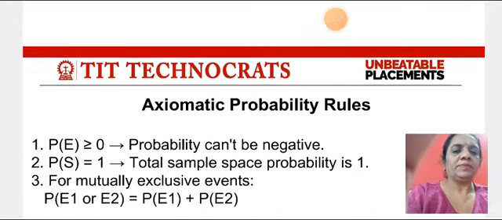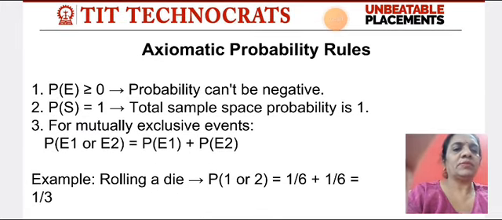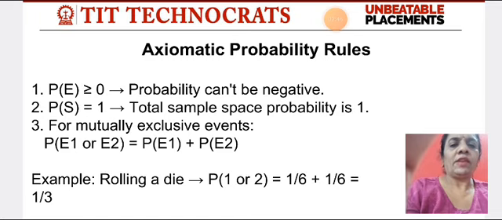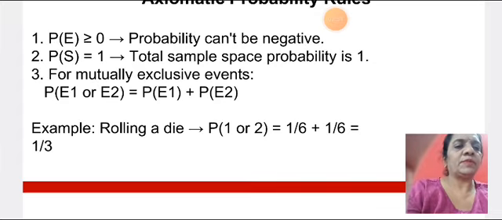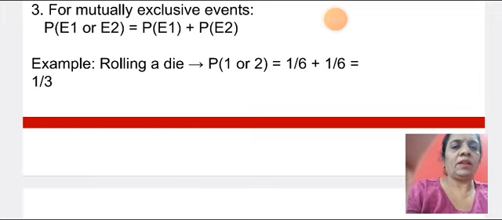Axiomatic probability. Axiomatic probability has some rules. First, probability can't be negative. If we find the probability of any event E, then P(E) is always greater than or equal to 0. Second, the total sample space probability is always 1, or we may write it as P(S) equals 1. Now, if we have two mutually exclusive events E1 and E2, then the probability of E1 or E2 will be equal to P(E1) plus P(E2).